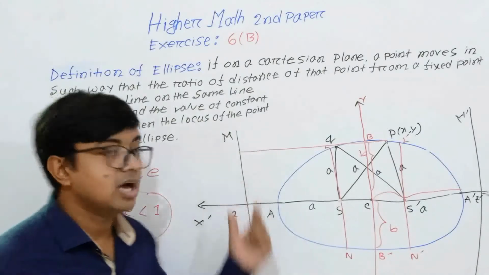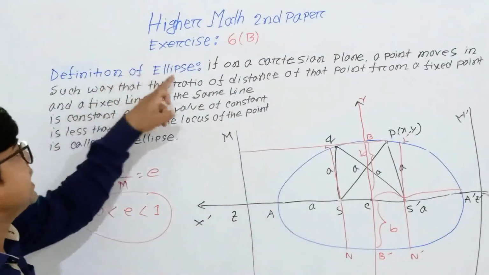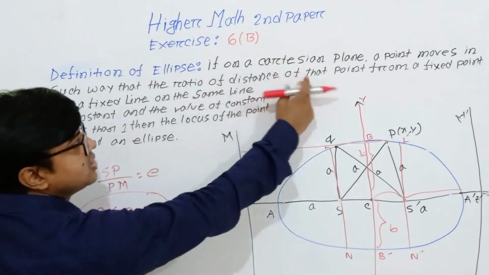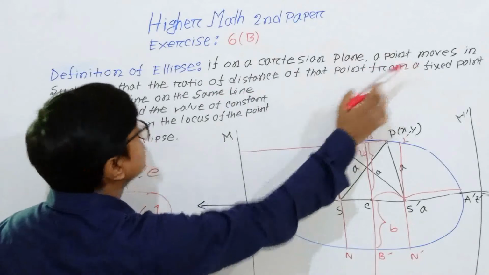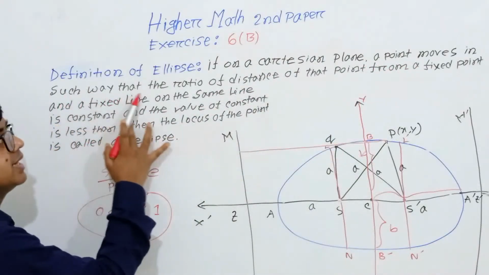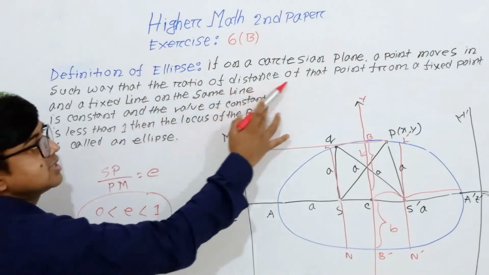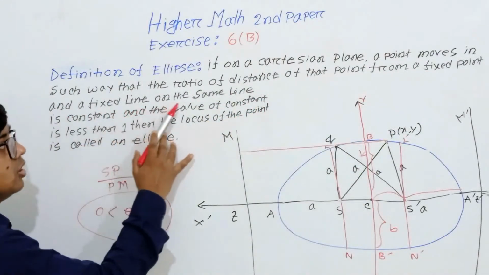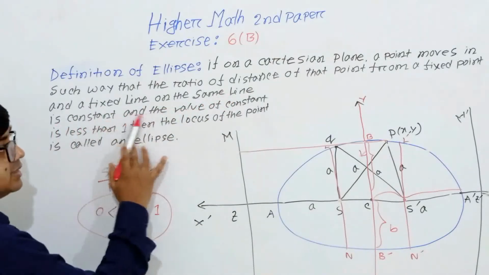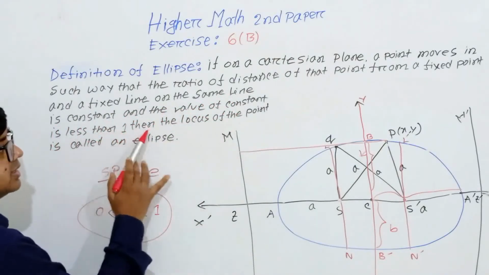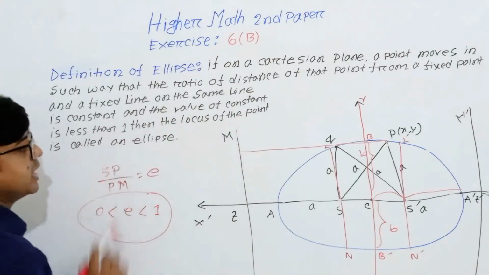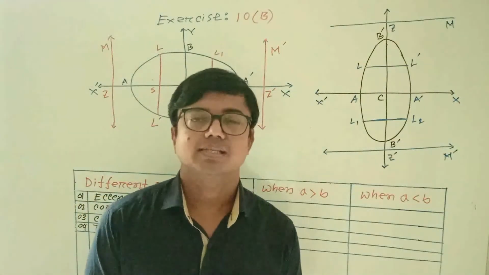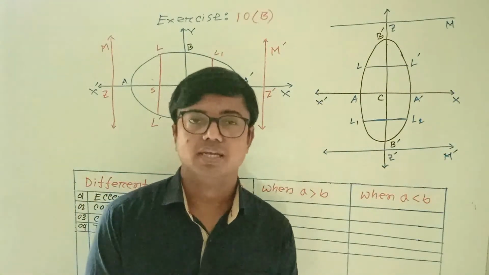Now we can say the definition of ellipse. If on a Cartesian plane a point moves in such a way that the ratio of the distance of that point from a fixed point and a fixed line is constant, and the value of the constant is less than 1, then the locus of the point is called an ellipse, and this is the ellipse. Now I want to discuss some basic formulas about ellipse.